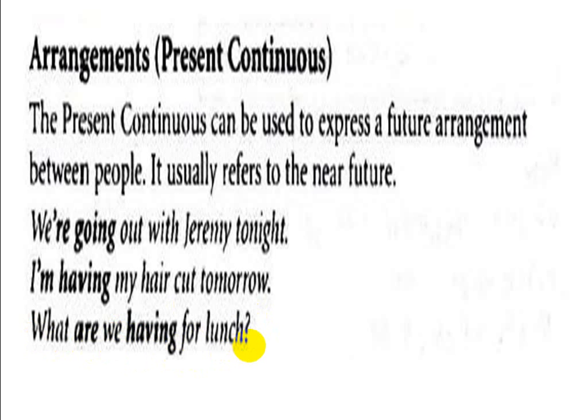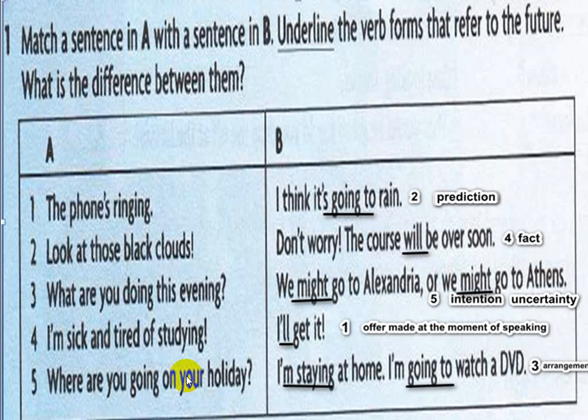So the present continuous can be used to express a future arrangement between people, and it refers to the near future, like these example sentences I mentioned. We are going out with Jeremy tonight. Here is near future. And I'm having my hair cut tomorrow, also near future. And what are we having for lunch? Here it also refers to near future.